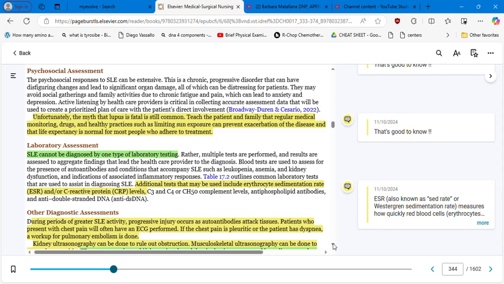Teach the patient and family that regular medical monitoring, drugs, and healthy practices such as limiting sun exposure can prevent exacerbation of the disease and that life expectancy is normal for most people who adhere to treatment.